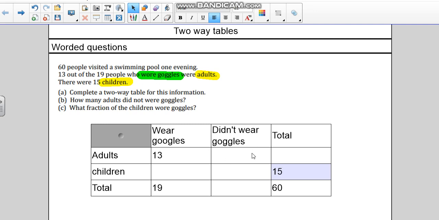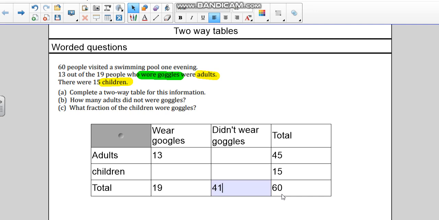Now I need to do a bit of problem solving and work out all the missing cells. If we look at this totals column to start with, I know there were 15 children and 60 in total, which means here must have been 60 take away 15, which is 45. For the total going this way, I know 19 wore goggles and there were 60 in total, so this here has to be 41 didn't wear goggles, so that adds up to 60.